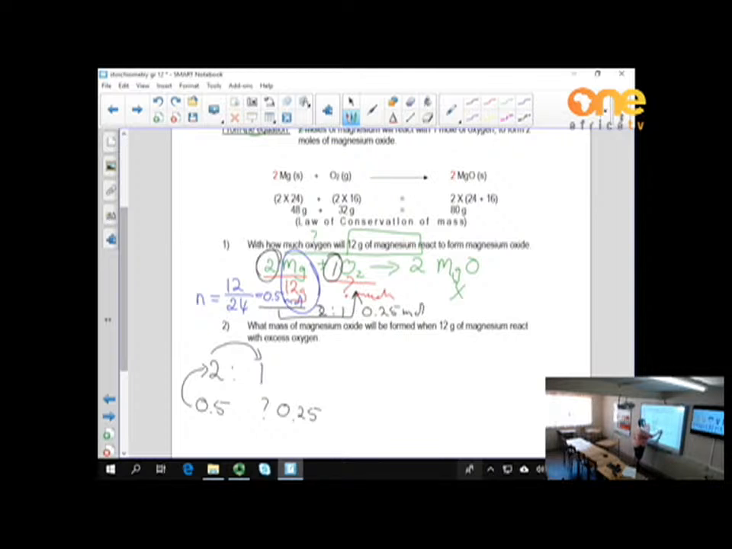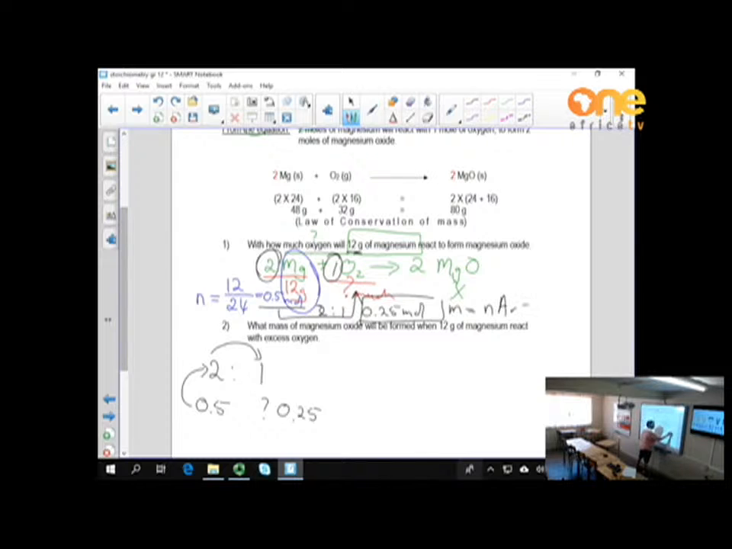0.25 moles of oxygen. Well, they probably don't want the number of moles. They gave us a value in mass, so we have to convert this answer to mass. How do we do that? We say mass is equal to number of moles times the relative atomic or molecular mass.